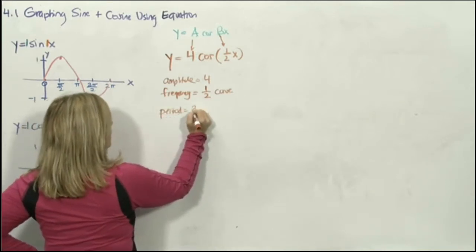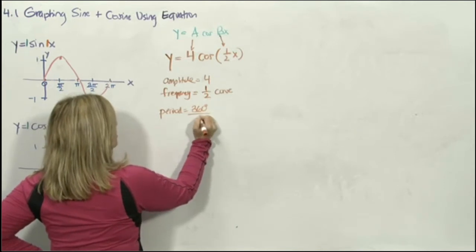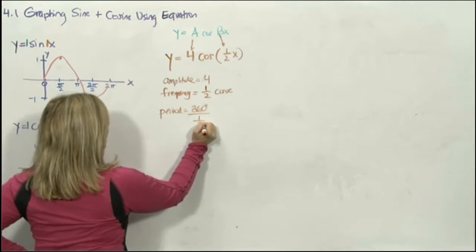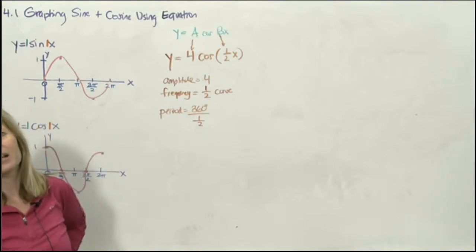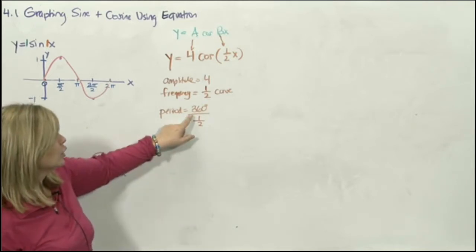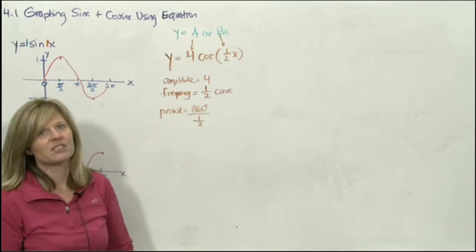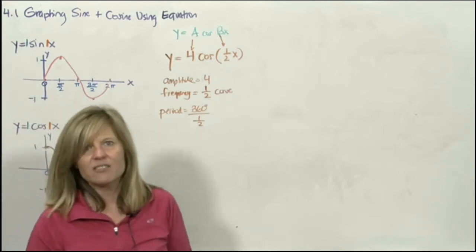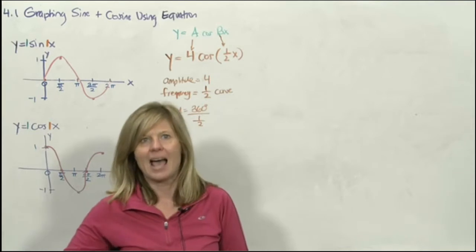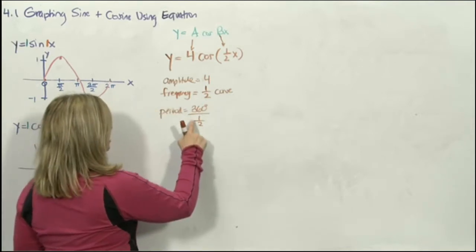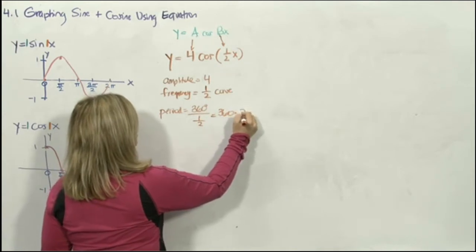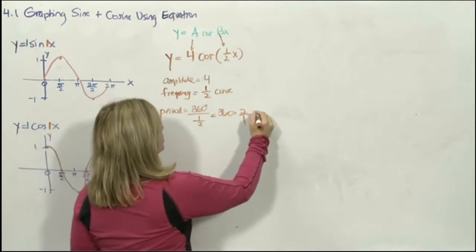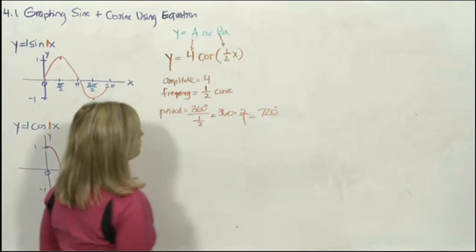So the rule is the period is 360 degrees divided by our frequency, which is 1/2. Now, I love you all. You all have calculators. Let's not make a careless arithmetic mistake. 360 divided by 1/2 is not 180. I didn't say divided by 2. I said divided by 1/2. This really means 360 times the reciprocal 2 over 1, which is 720 degrees.